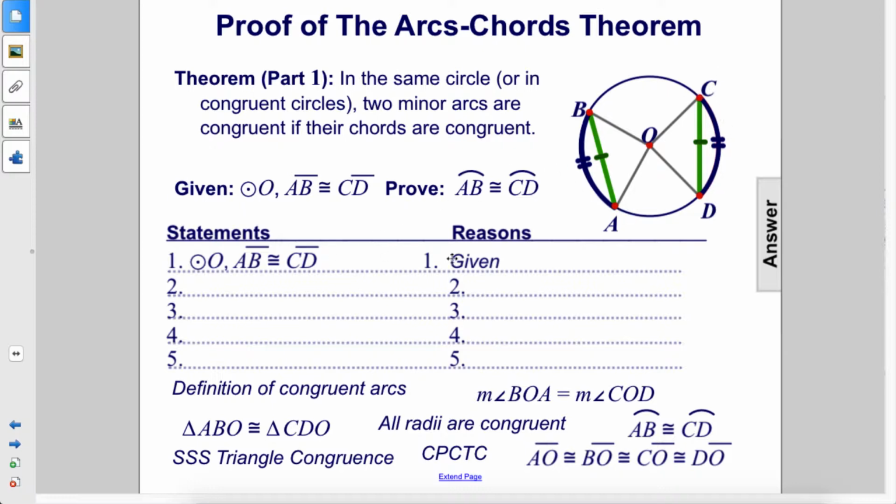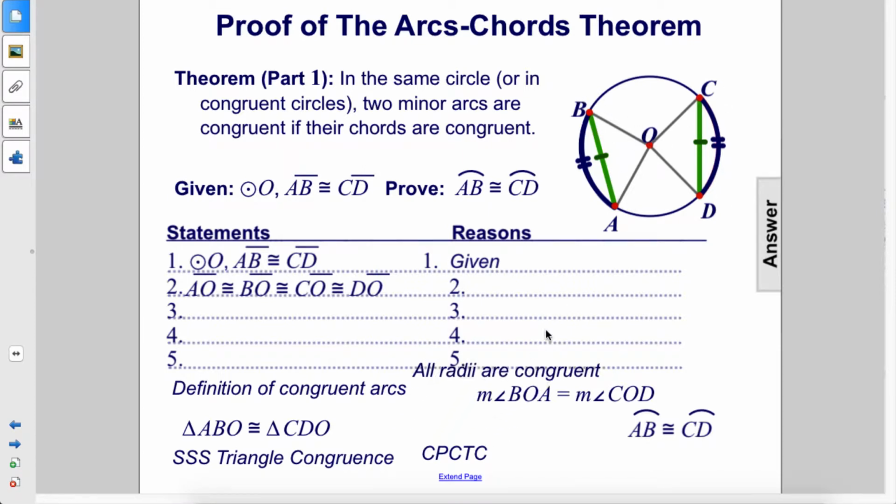So we begin with our given information. These two segments there in green are congruent. We also know that all of these segments are congruent: AO, BO, CO, and DO, because all radii of a circle are congruent. Therefore, we know that these are all congruent to each other.